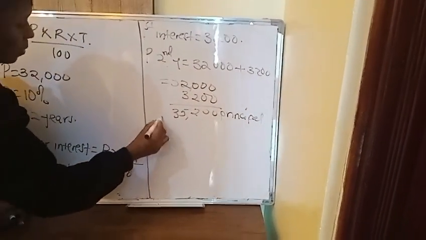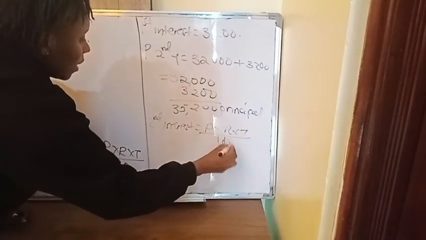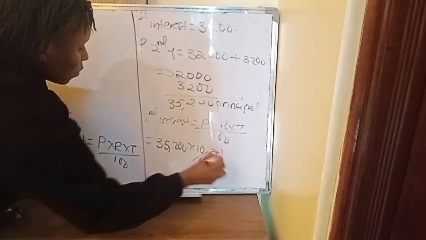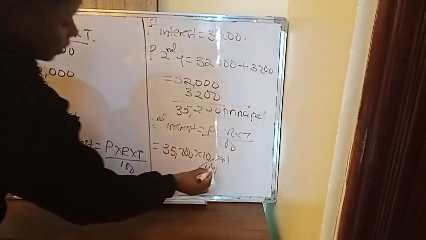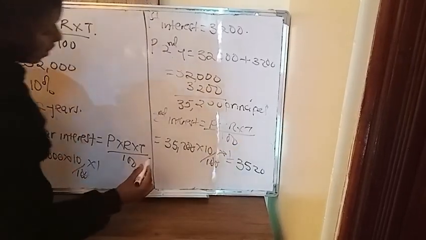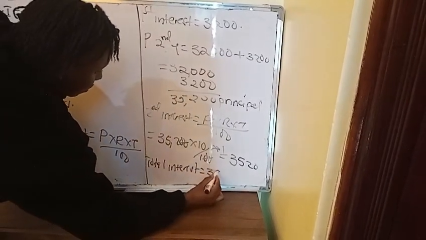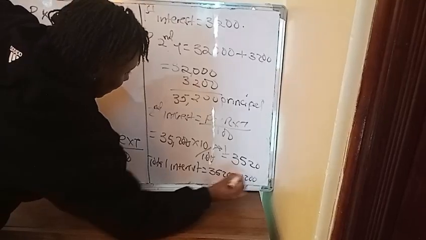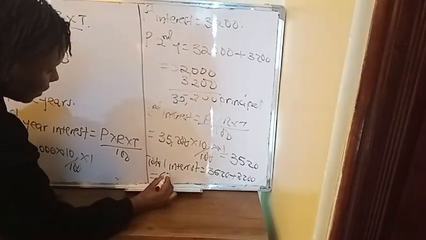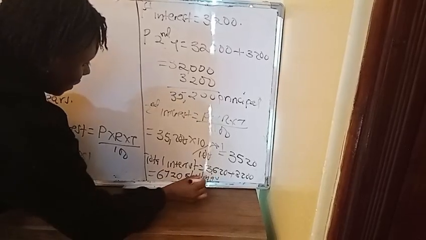So the second year interest is going to be principal times rate times time over 100, which is 35,200 times 10 over 100 times 1, because each year is done alone. This gives you 3,520. This is the second interest. So the total interest for the 2 years is going to be 3,520 plus 3,200, which gives you 6,720. So our total interest becomes 6,720 shillings, and that becomes our correct answer.